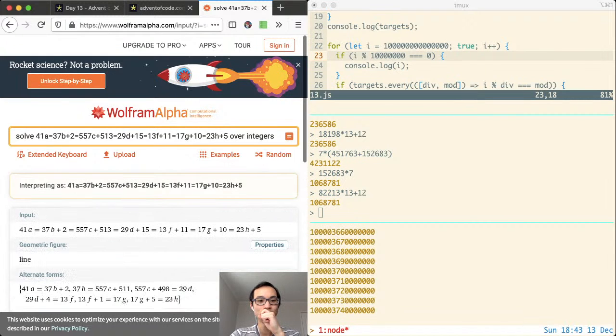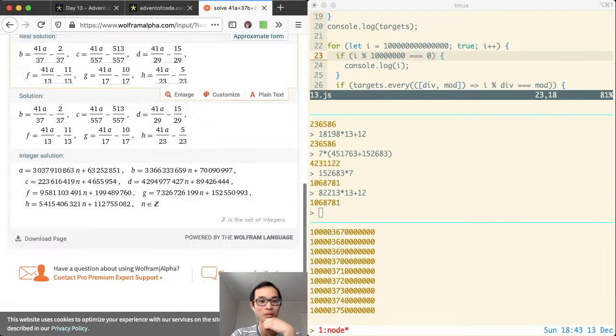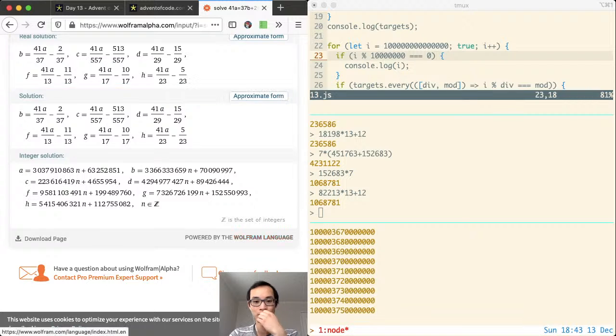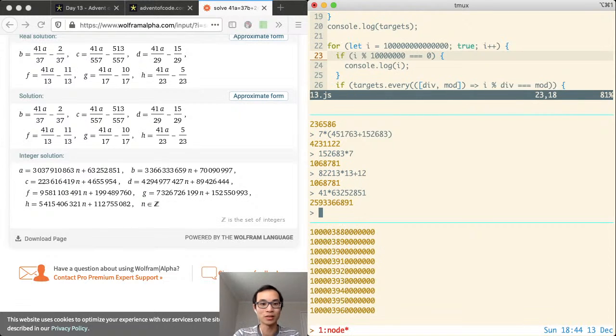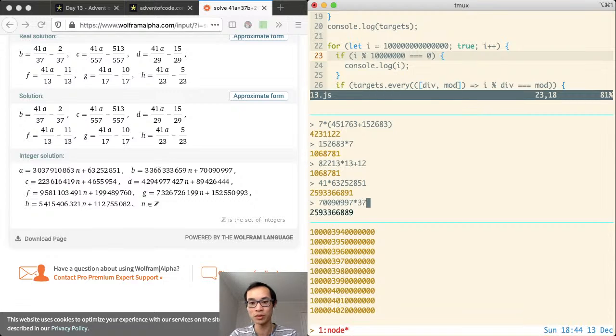One, two, three, 4, 5, 6, 7, 8 dimensions. It's okay. What we can say is that it's at least happy to go up to 41 times 63252,851. So we know the number is at least this size, right? 7009097 times 37 plus 2 is the same number.